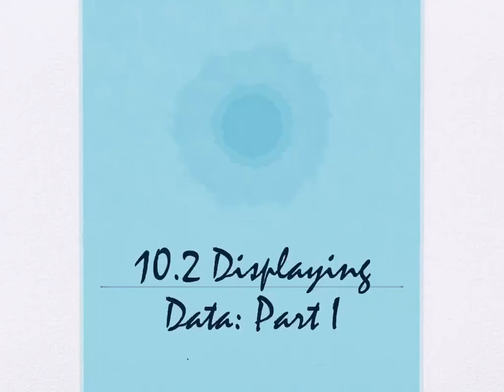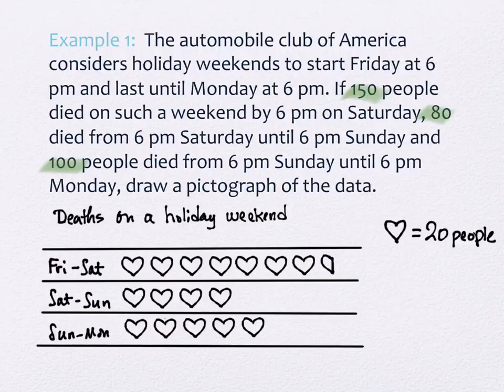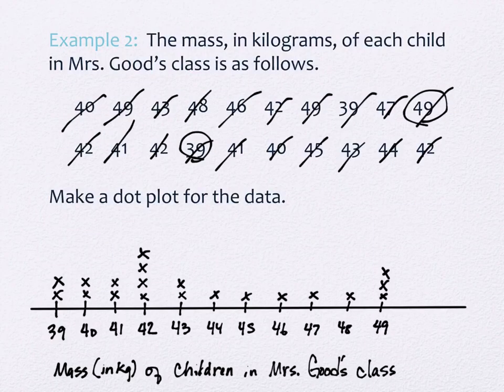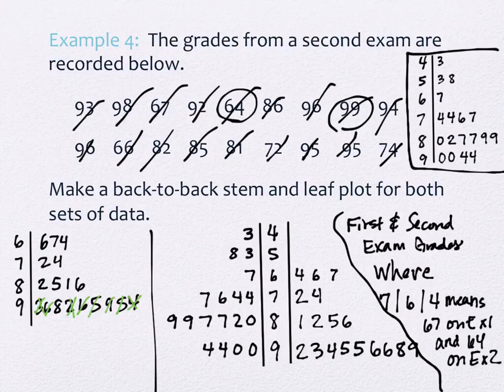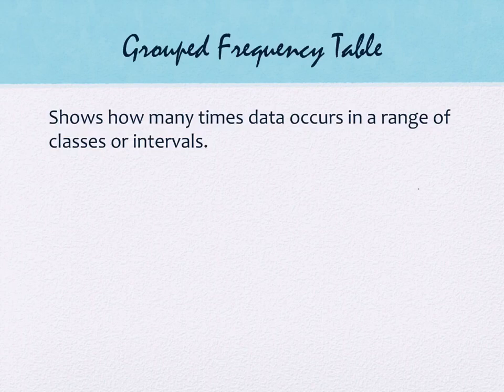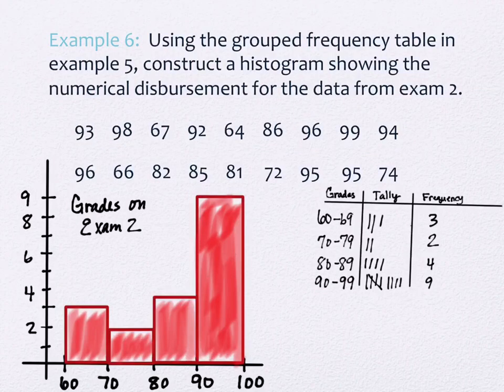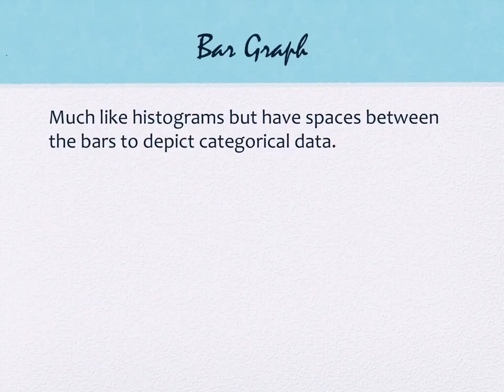All right, we're going to finish section 10.2 today. We're looking at displaying data part 1. 10.3 is going to be displaying data part 2. We had looked at several different kinds of graphs: pictograph, a dot plot, stem and leaf plots, back to back stem and leaf plots, group frequency tables, histograms. We covered a lot of ground, and now we're on bar graphs.